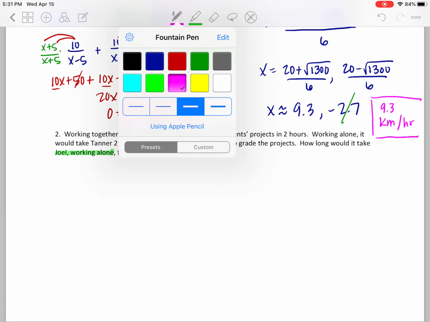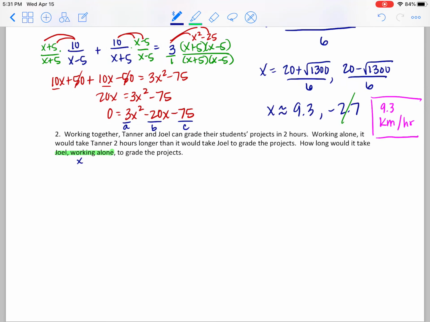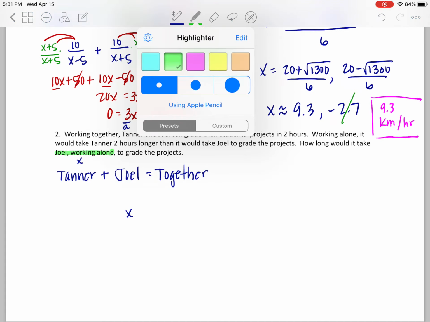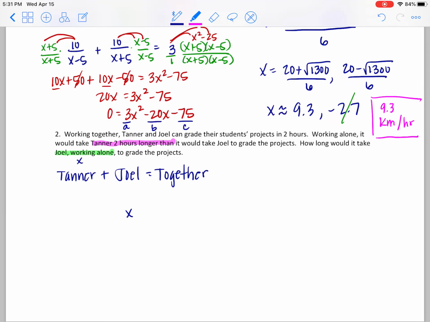So Joel, I want my highlighter. Joel working alone, that's going to be our variable here. Let's call it x. Now remember the setup here. In this case we've got Tanner plus we have Joel, and that would put them together, right? So Joel was the X factor there. We don't know how long it was going to take him to grade projects, but it said that Tanner takes 2 hours longer than Joel. So if Tanner takes 2 hours longer than Joel, for Tanner, we can put x plus 2.